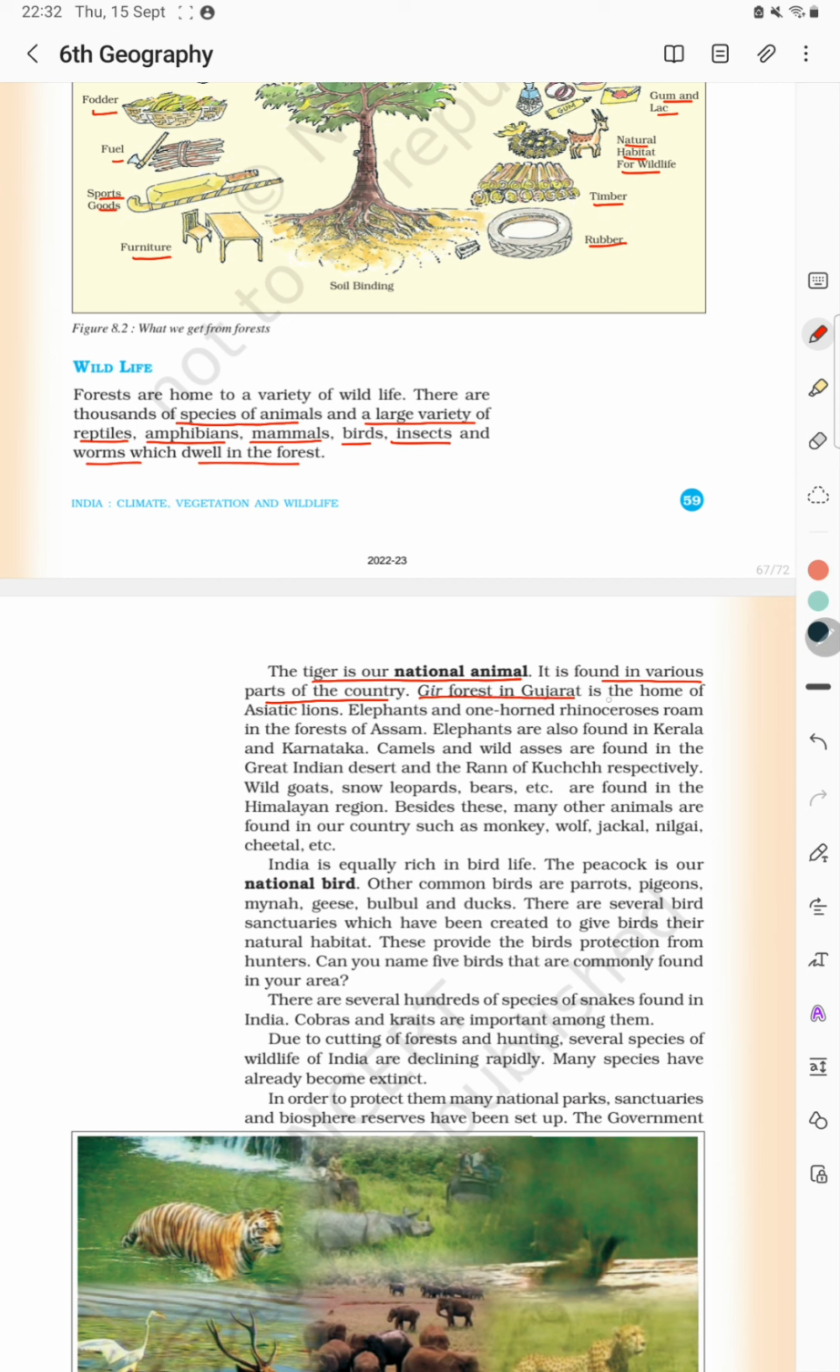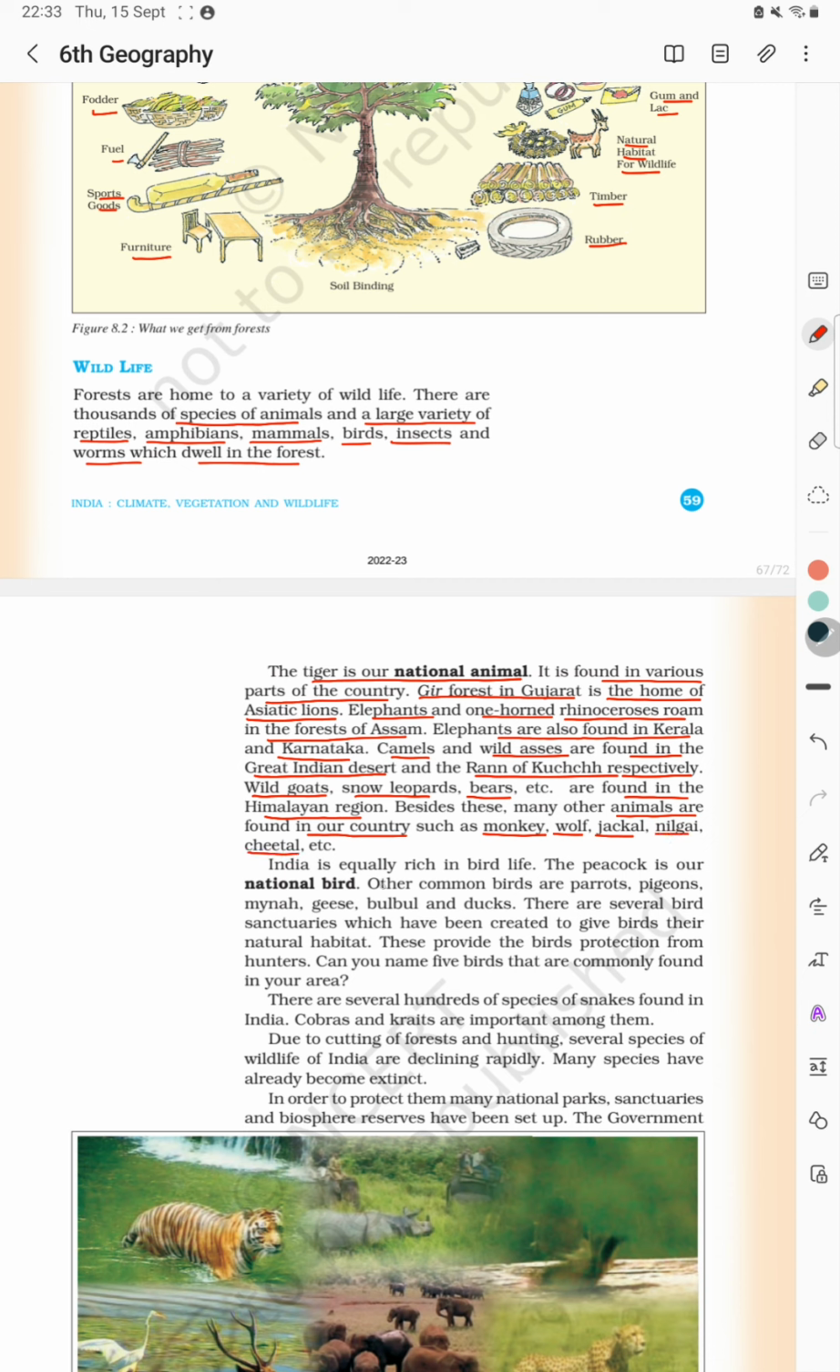Gir forest in Gujarat is the home of Asiatic lions. Elephants and one-horned rhinoceros roam in the forests of Assam. Elephants are also found in Kerala and Karnataka. Camels and wild asses are found in the Great Indian Desert and Rann of Kutch respectively. Apart from this, wild goats, snow leopards and bears are found in the Himalayan region. Besides these, many other animals are found in the country, such as monkey, wolf, jackal, nilgai and cheetal.